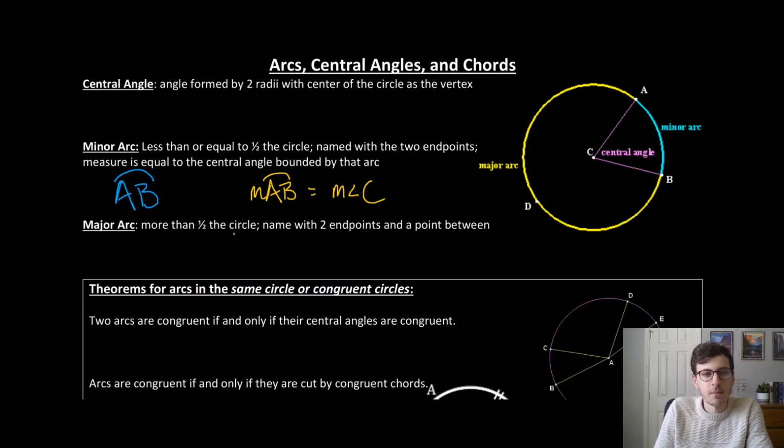Now that's a minor arc. A major arc is more than half the circle, and we name it with 3 points total. So the two endpoints and the point in between. This just helps us distinguish and know exactly which arc we're talking about. So if you see arc AB, you know that it's the smaller arc. Arc ADB, that's this larger arc all the way around the outside. That's the major arc. Okay, so central angle, major arc, minor arc.